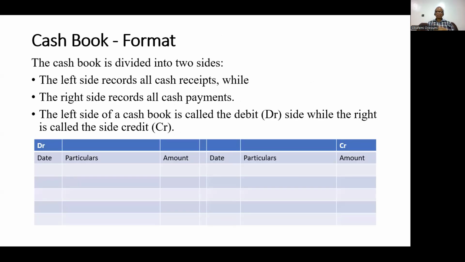Now let's look at the format. A cash book is usually divided into two sides. The left side has to do with all cash receipts, while the right side records all cash payments. The left side of the cash book is called debit, and the right side is called credit. So all the dates, the particulars, and the amounts will be recorded on either the left or the right side, so long as it has to do with cash payment or cash receipt.